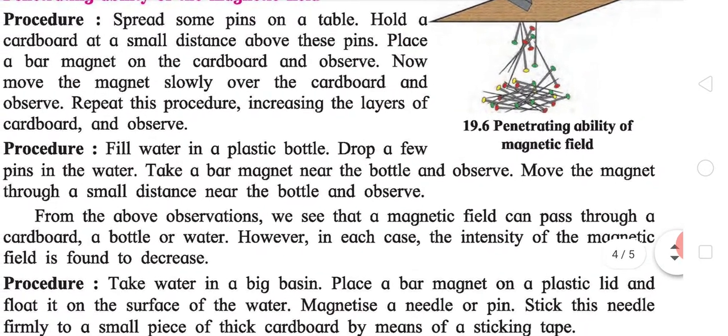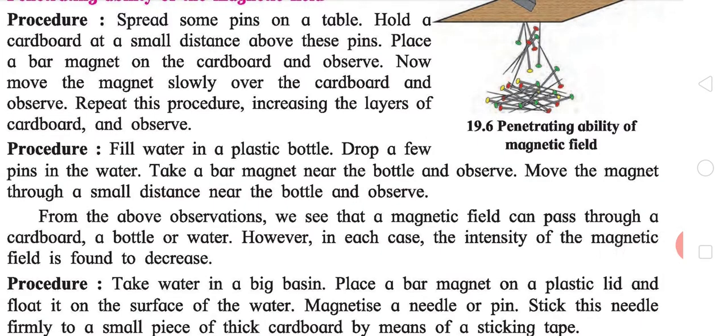Procedure: Fill water in a plastic bottle. Drop a few pins in the water. Take a bar magnet near the bottle and observe. Move the magnet through a small distance near the bottle and observe. From the above observations, we see that magnetic field lines can pass through a cardboard, a bottle, or water. However, in each case, the intensity of the magnetic field is found to decrease.